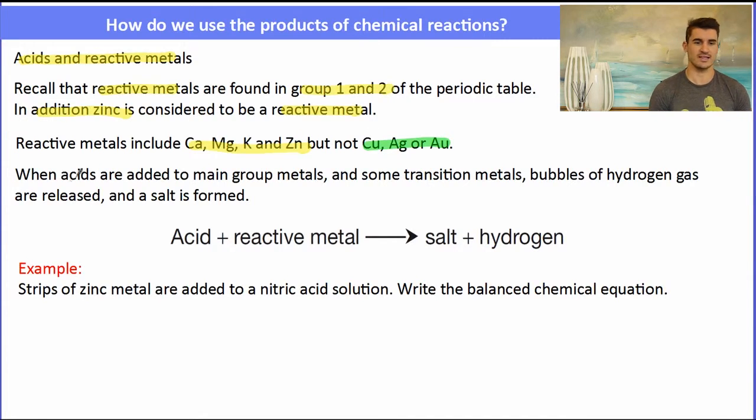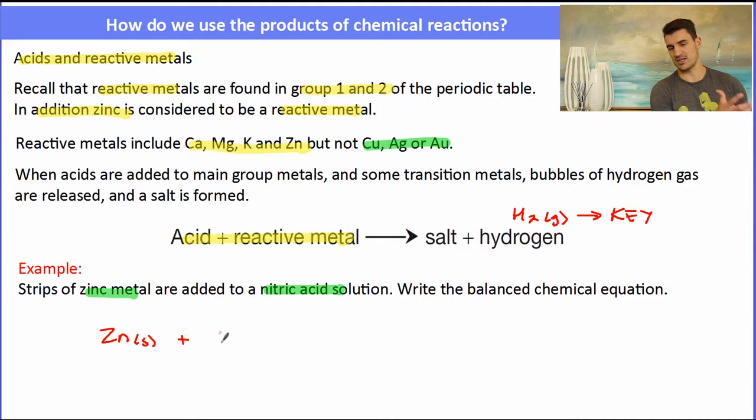They're not as reactive. Now when acids are added to main group metals and some transition metals, bubbles of hydrogen gas are released and a salt is formed. The thing that you need to remember here is hydrogen gas is H2. A lot of students will just write hydrogen as H, hydrogen gas is H2. So here we have an example: a strip of zinc metal is added to a nitric acid solution. Write a balanced chemical equation.